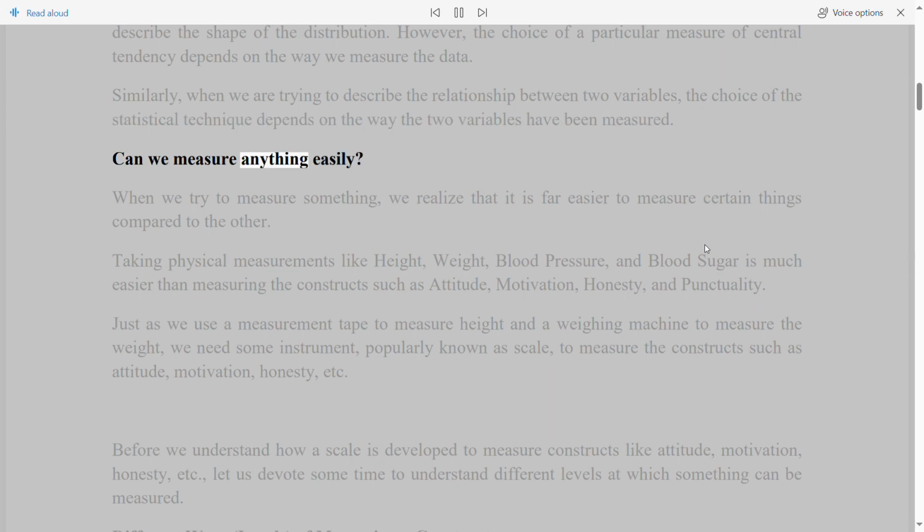Can we measure anything easily? When we try to measure something, we realize that it is far easier to measure certain things compared to the other. Taking physical measurements like height, weight, blood pressure, and blood sugar is much easier than measuring the constructs such as attitude, motivation, honesty, and punctuality.